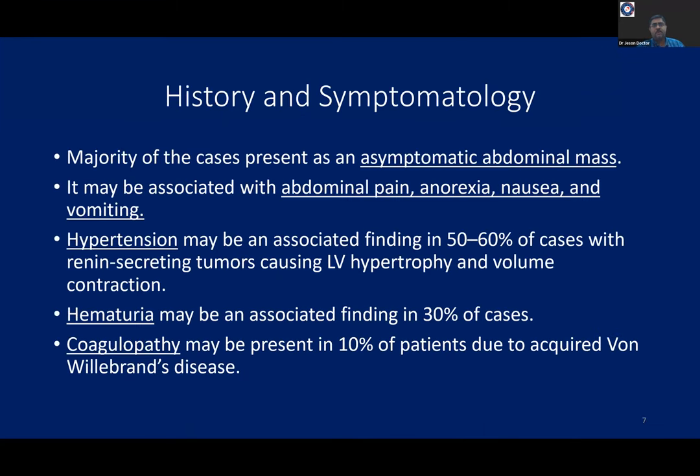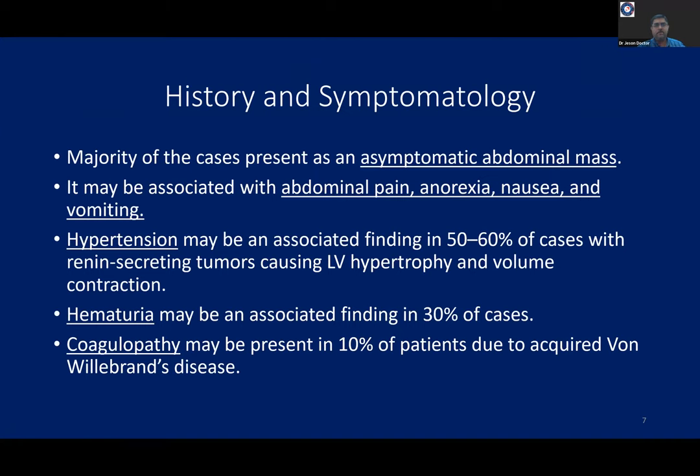So the majority of these cases of Wilm's tumors present as an asymptomatic abdominal mass. A few of them could be associated with abdominal pain, anorexia, nausea, vomiting. Hypertension may be an associated problem. In 50 to 60% of these children who present with these huge abdominal masses, they can have hypertension because of the renin-secreting tumor cells in the Wilm's tumor. And they may cause left ventricular hypertrophy and volume contraction.